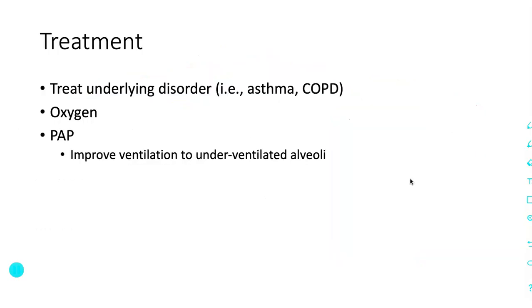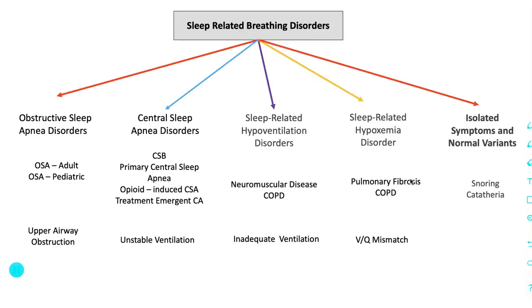The treatment options include the treatment of underlying disorders, as in the case of asthma or COPD. A medical management is required, and the use of oxygen if there is no suspicion of hypoventilation. And if there is a suspicion of hypoventilation, to improve the ventilation, we may need to use a PAP, as in the case of CPAP, or most of the time it will be BiPAP, or sometimes it may be a combination of both PAP and oxygenation.